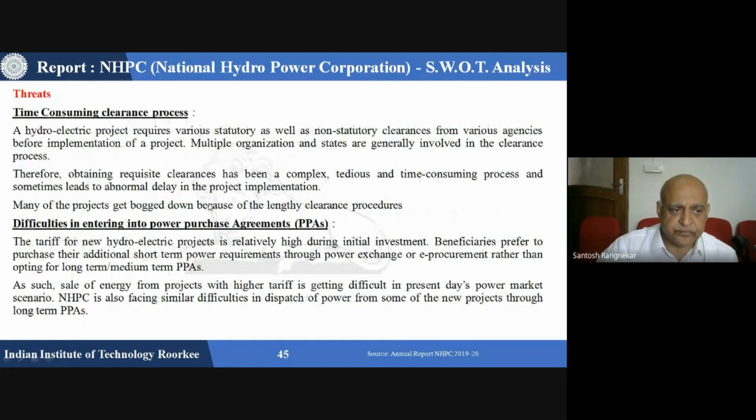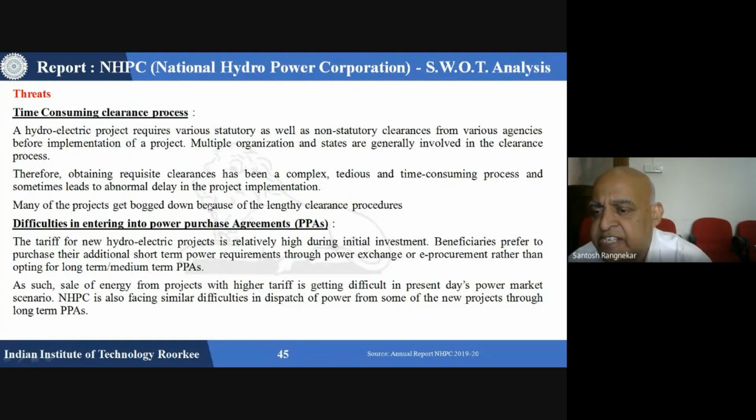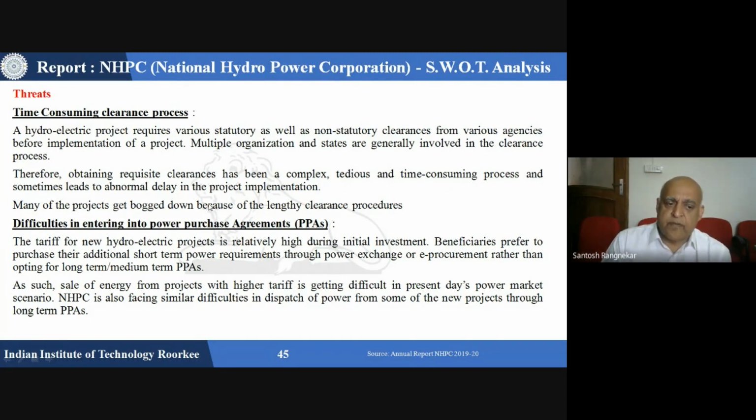Now finally, the threats for NHPC. Time-consuming clearance processes are there. A hydroelectric project requires various statutory as well as non-statutory clearances from various agencies before implementation of a project, and multiple organizations and states are generally involved in the clearance processes. Therefore, obtaining the requisite clearances has been a complex, tedious and time-consuming process, and sometimes leads to abnormal delay. So many projects get bogged down because of the lengthy clearance procedure.